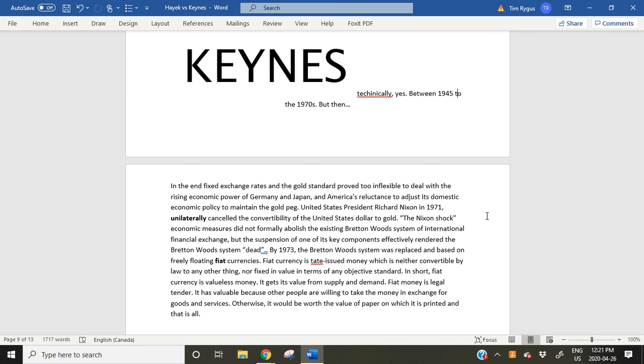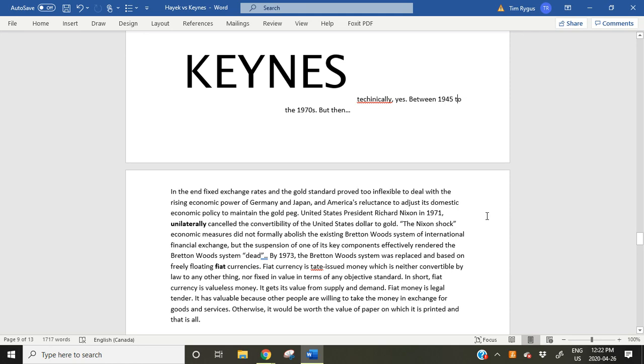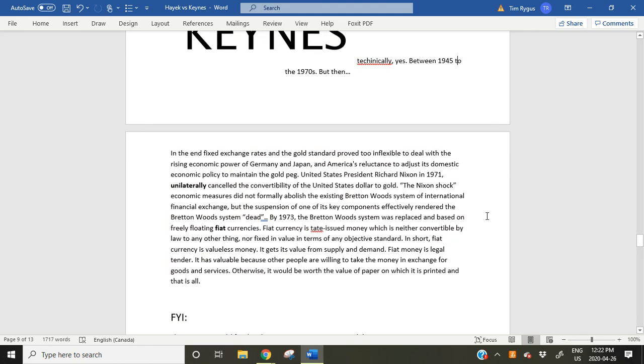Now, fiat means it's not convertible or fixed in value. So the money here gets its value from supply and demand. Fiat also means it's legal tender. So that is what your government prints. That's the legal money here. It's valuable because other people are willing to take the money in exchange for goods and services. Because again, otherwise it would be worth the value of the paper it's printed on, and that doesn't do any good.